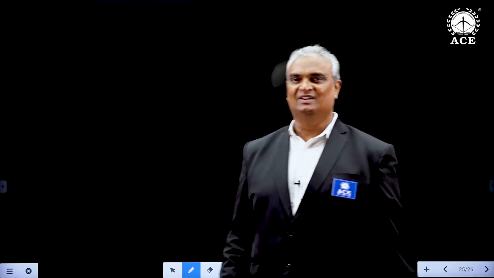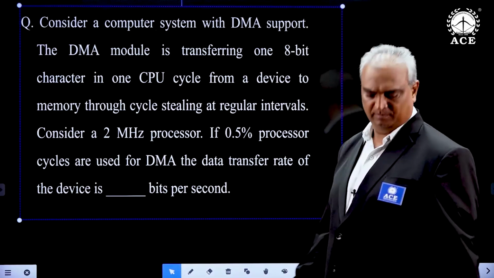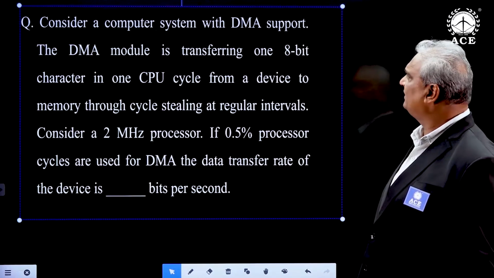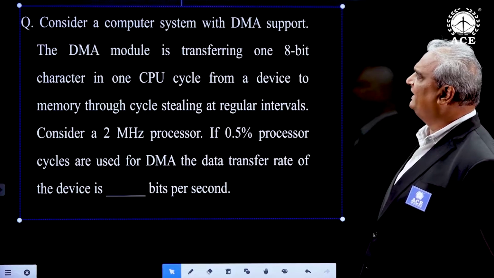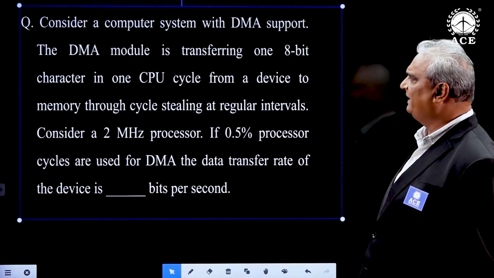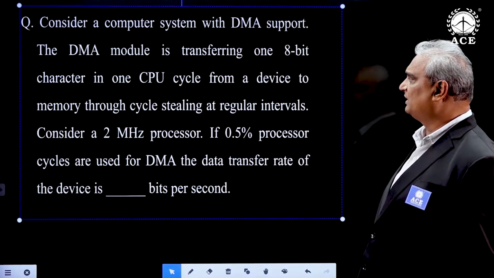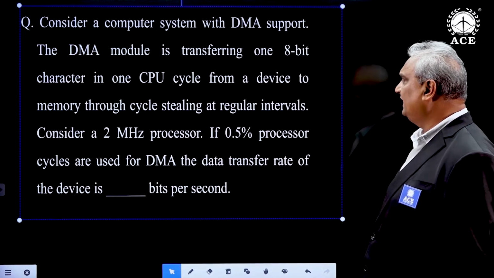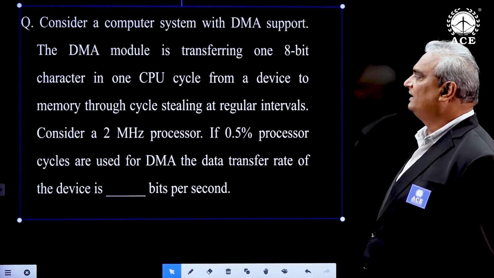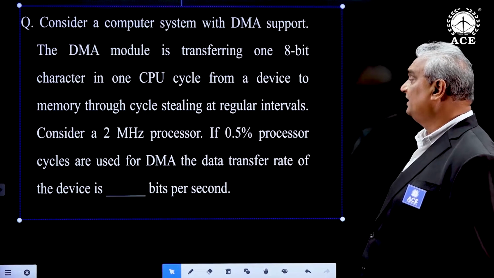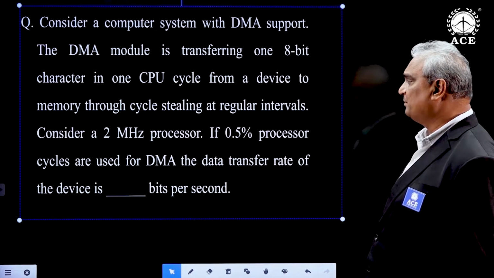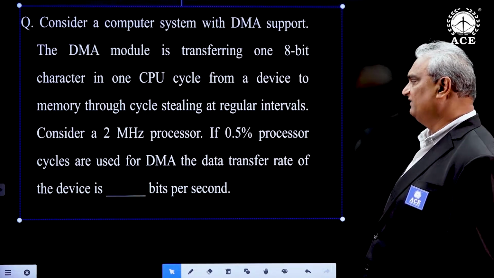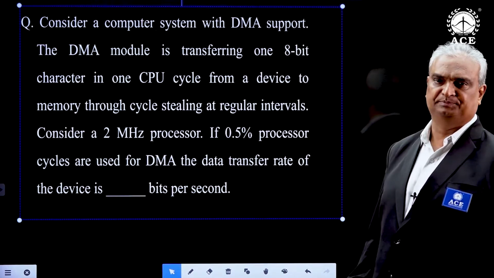Let's start. Questions are like this. Please observe the question first. Consider a computer system with a DMA support. The DMA module is transferring one 8-bit character in one CPU cycle from a device to the memory through cycle stealing at regular intervals. Consider a 2 MHz processor. If 0.5% processor cycles are used for DMA, the data transfer rate of the device is dash bits per second.